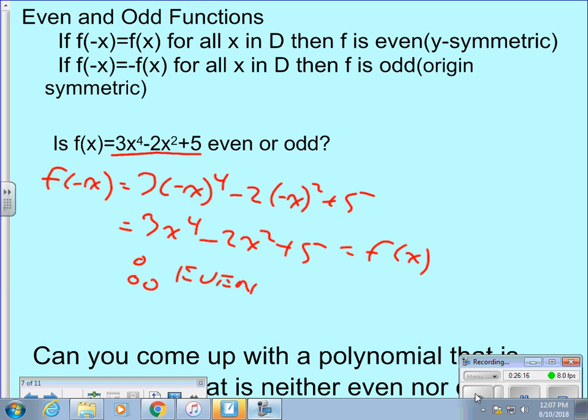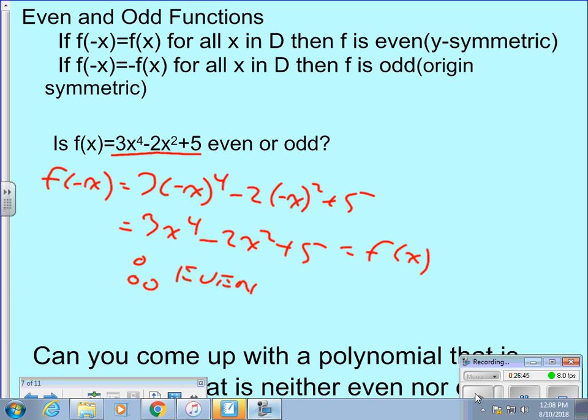If you have a polynomial, it's actually pretty easy to tell. If all the exponents are even, and what is my exponent on this one? X to the 0 power, which is even. If all my exponents are even, it's an even function. If all my exponents are odd, it's an odd function. If I've got a mix of odd and even, it's neither. The harder ones to tell are the ones that are not polynomials.